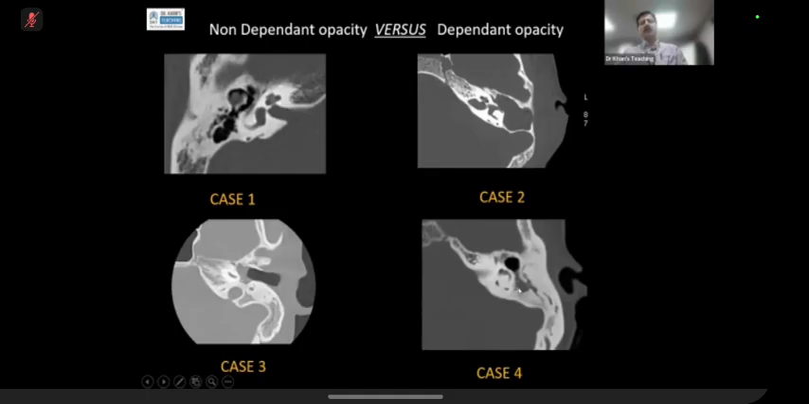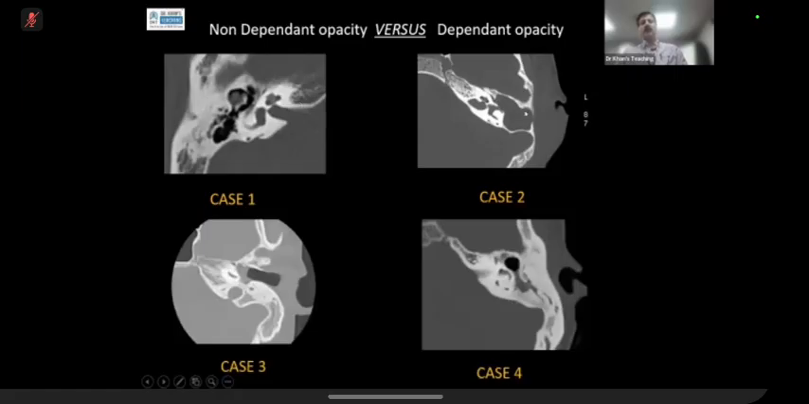On the other hand, this is a non-dependent opacity. If you can see, acute over chronic mastoiditis can also cause bony destruction. But if you see, there is a fluid level here, and this is a non-dependent opacity. Now, our specificity to say that this is a cholesteatoma is not very good on a CT scan. Here we can be less confident. Here we are more confident.